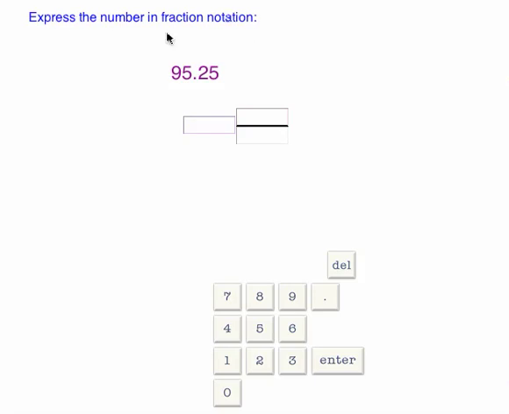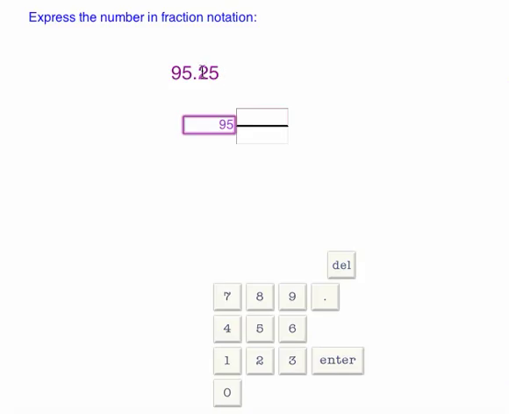Okay, express the number in fraction notation. So here we have 95 and 25 hundredths. What we do is we look at the number before the decimal place. That's the whole number, 95. And the number that comes after the decimal, that's the fraction.